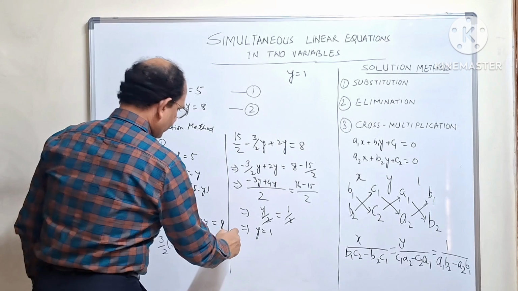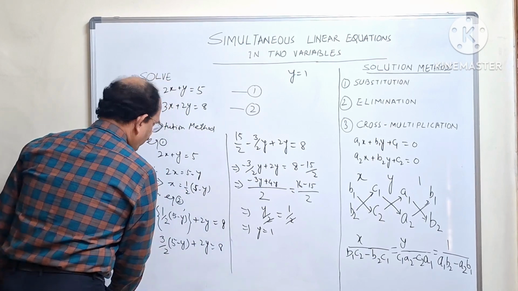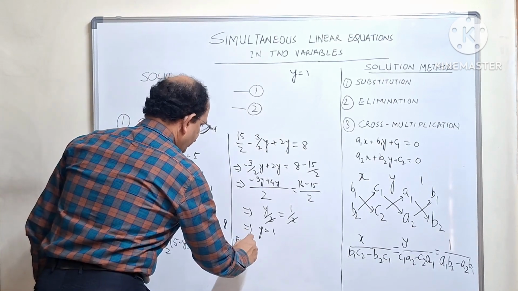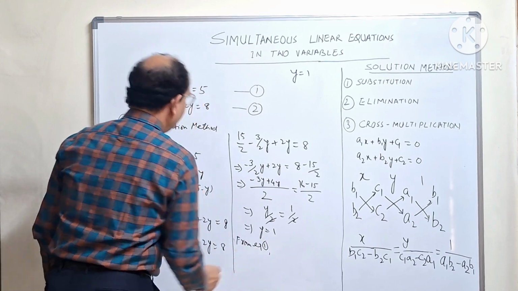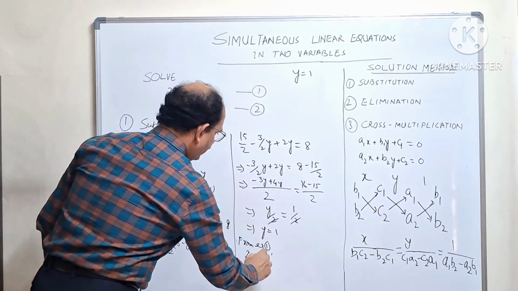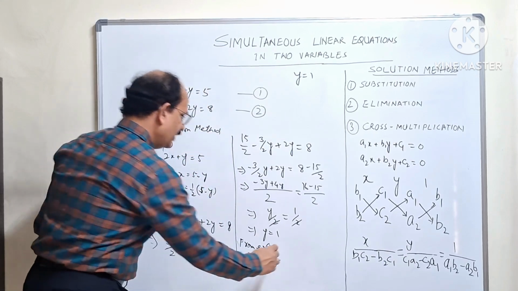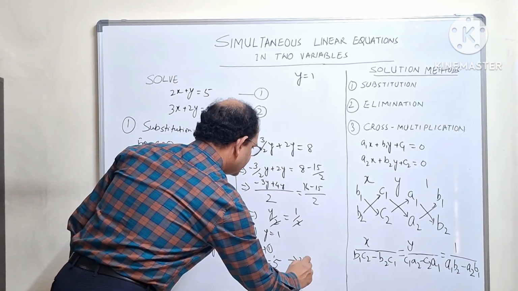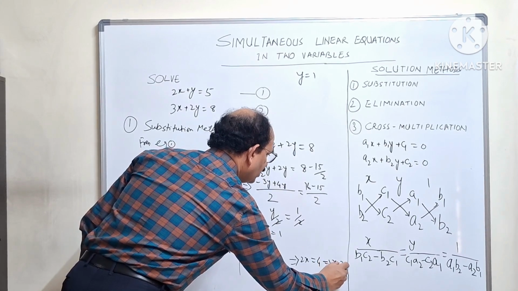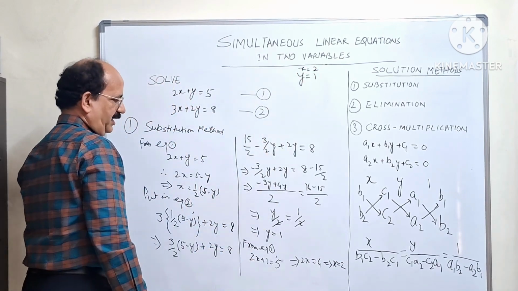Now, to get the value of x, we can put this y equal to 1 in any of these equations. Let us put in equation 1 again. We will put 2x plus y, and y we have got equal to 1. So this becomes equal to 5, which leads to 2x is equal to 5 minus 1, that is 4, which leads to x equal to 2. So we have got the solution as x equal to 2 and y equal to 1.